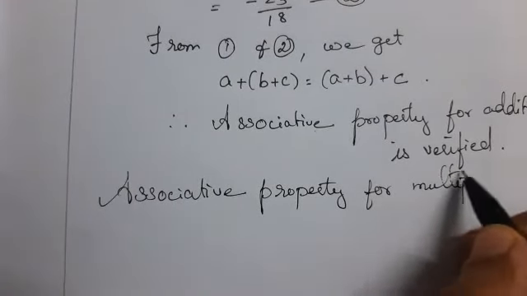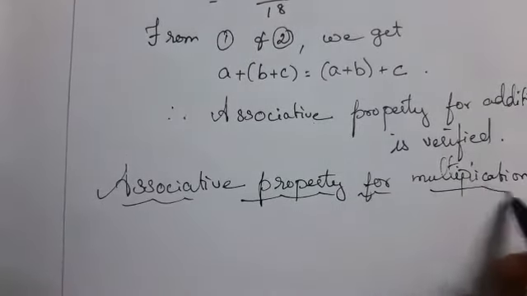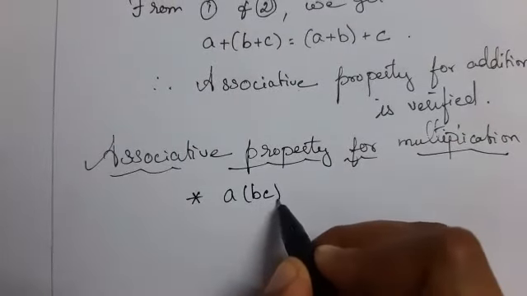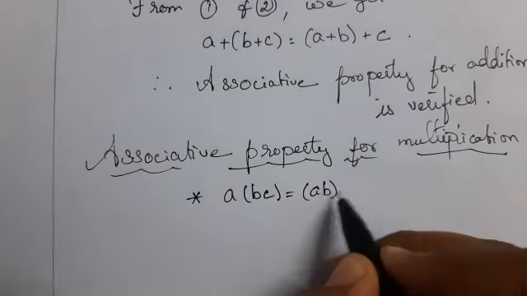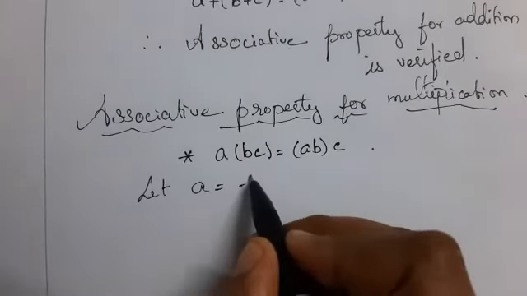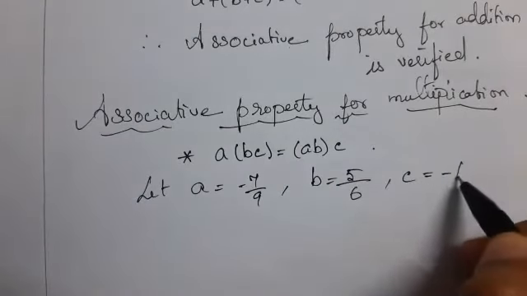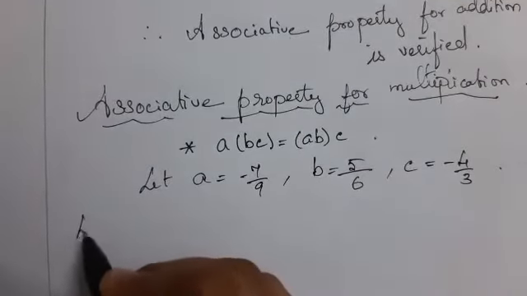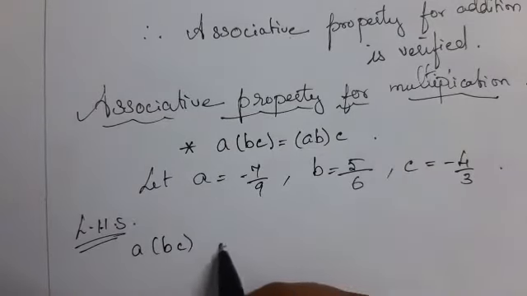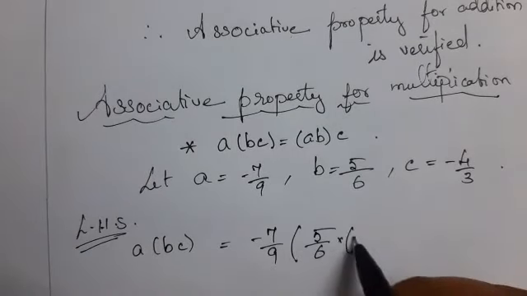Now associative property for multiplication. A into BC is equal to AB into C. Let A is equal to minus 7 by 9, B is equal to 5 by 6, C is equal to minus 4 by 3. Left hand side, A into BC is equal to minus 7 by 9 into 5 by 6 into minus 4 by 3.